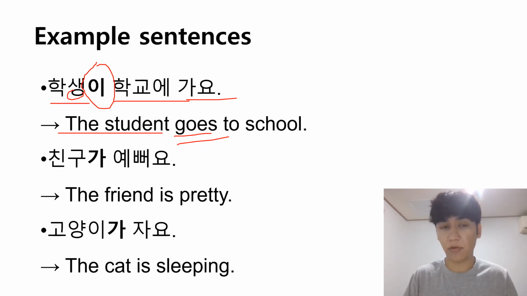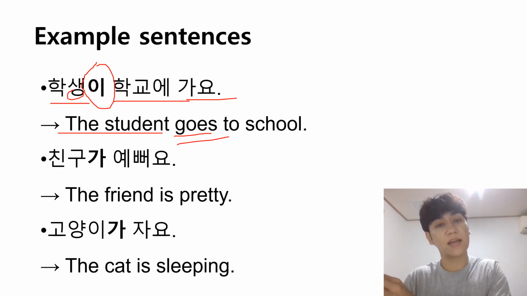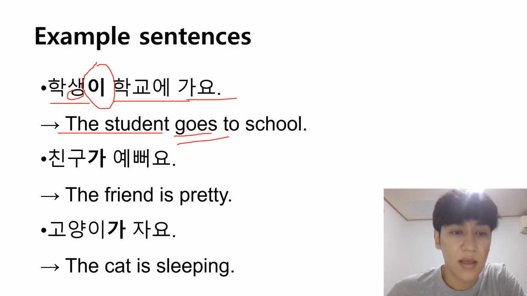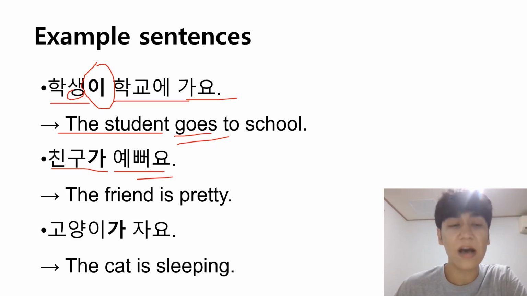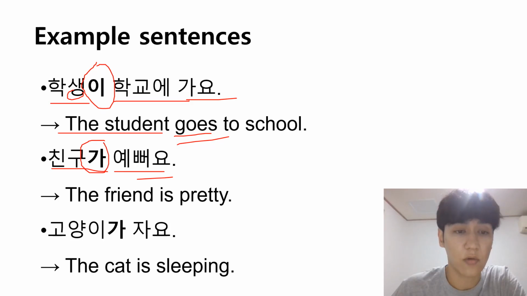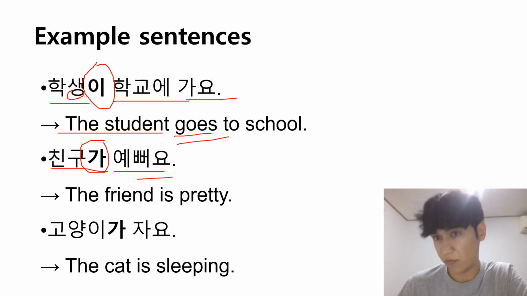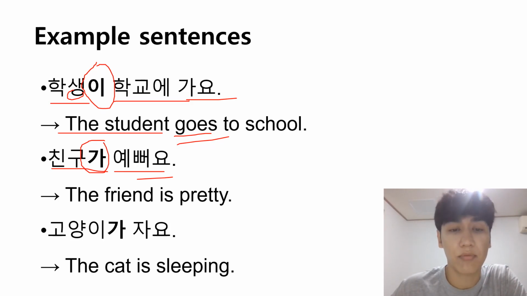It will not be a problem. But Koreans usually use subject, object, and then the verb. Next sentence: 친구가 예뻐요. 친구가 예뻐요. So we have 가. That means the friend, or my friend, is pretty.